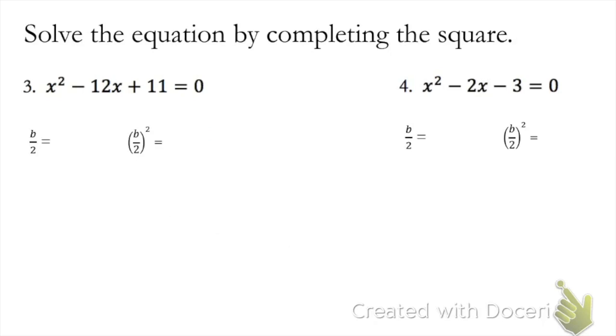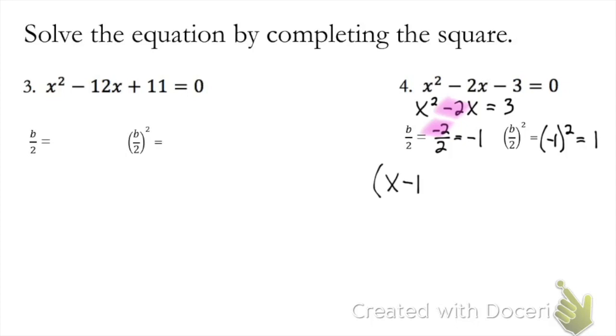Okay, problem 4. Start by moving over our 3, so we're going to add 3 to the other side. And then we need to find b over 2, so that's going to be negative 2 divided by 2. We get negative 1. This b value came from right here. And then b over 2 squared would be negative 1 squared, which is a positive 1.